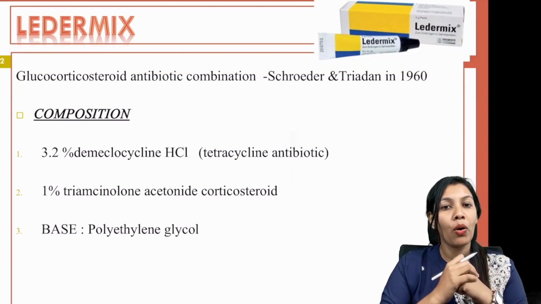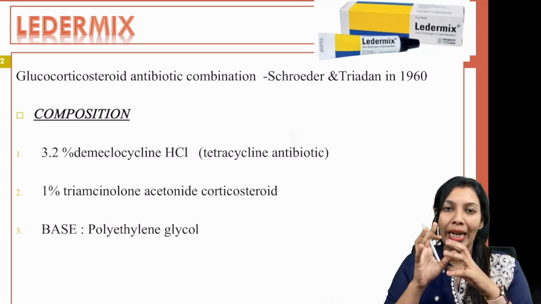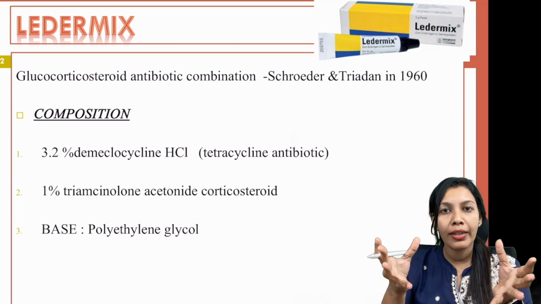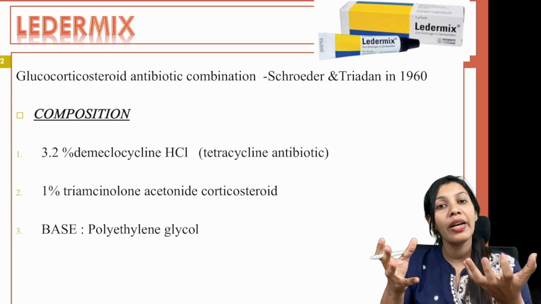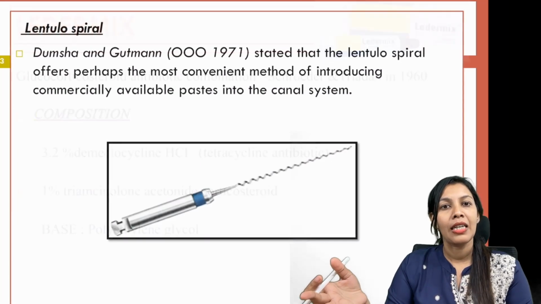that is polyethylene glycol. Since it is multiple choice, you just need to relate rather than actually mugging up things. Leather mix, think that a corticosteroid is there inside that, and also an antibiotic needs to be there for the antimicrobial action, right?